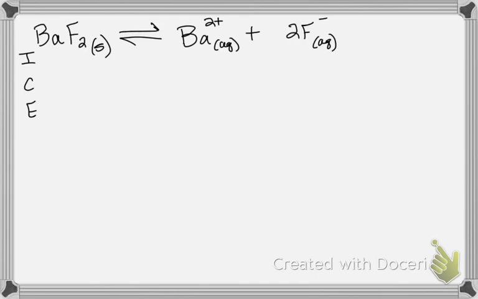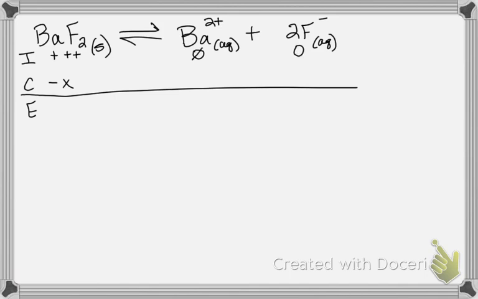Okay, now you've started the video back. So we've got some barium fluoride. X amount of it ionizes. We don't start with any barium. We don't start with any fluoride. I know that if I have X amount of barium fluoride ionizing, then I'll make X amount of barium and 2X amount of fluoride.